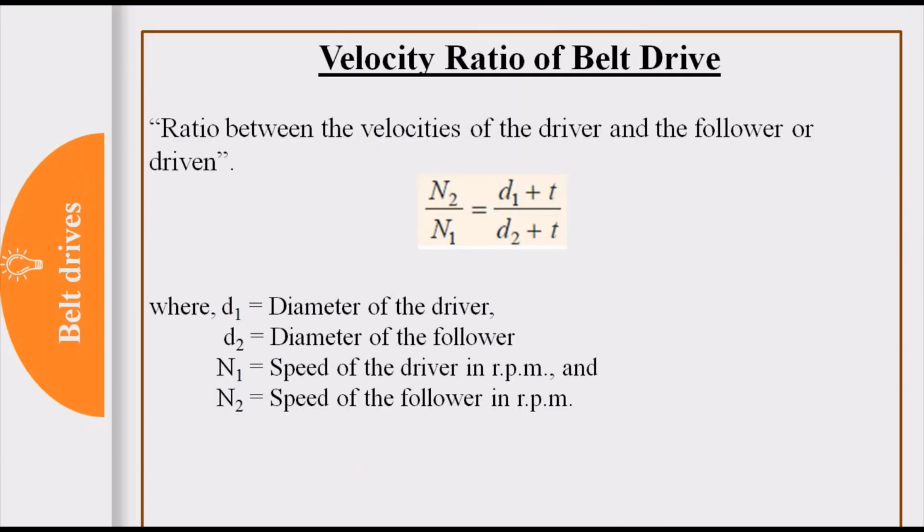Now next is the velocity ratio of a belt drive. So what is velocity ratio? It is the ratio of velocities of the driven pulley and the driver pulley. As we are transmitting power from one shaft to another shaft, we should know the velocity ratio of the two. Here the velocity ratio is given as N2 upon N1 is equal to D1 upon D2, where N2 is the speed of the driven pulley, N1 is the speed of the driving pulley, D1 is the diameter of the driving pulley, and D2 is the diameter of the driven pulley.